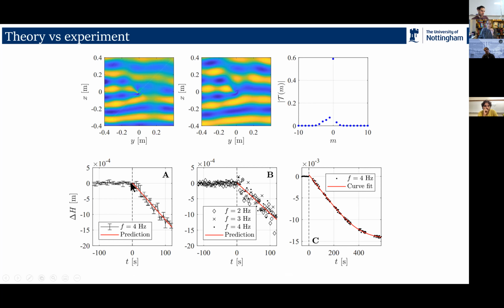And what you're seeing is the water height as a function of time. What we expect is that the water height is going down, and we see this linear slope. We see that it has all the characteristics we wanted it to have. It doesn't scale much with the frequency.